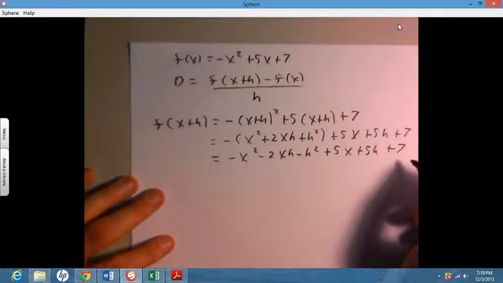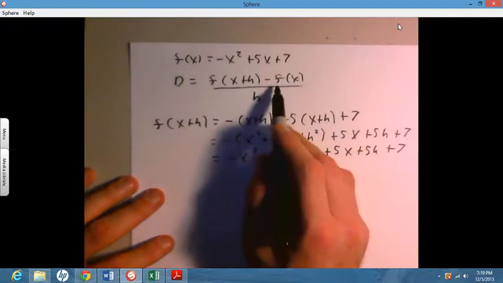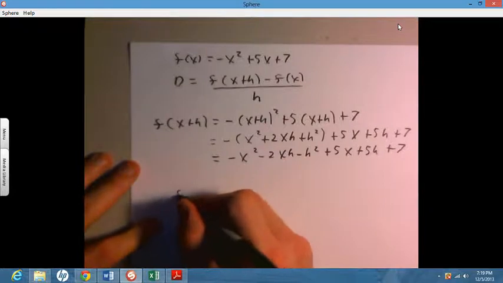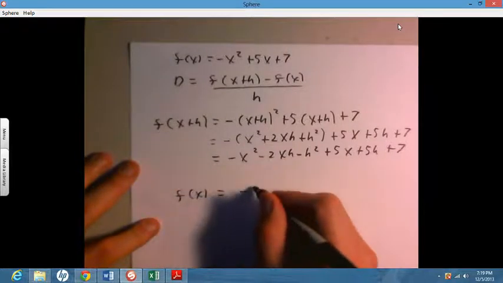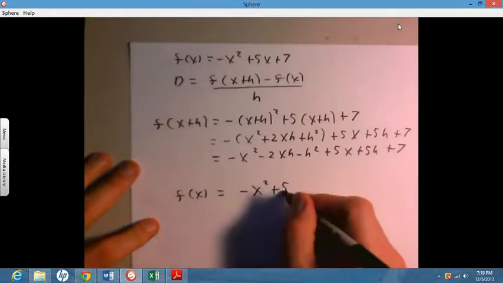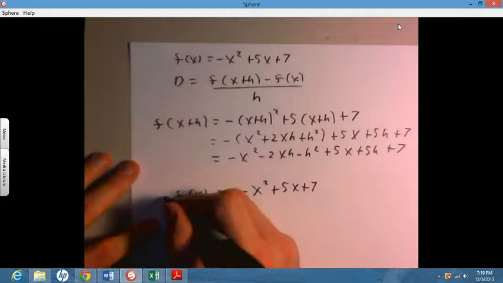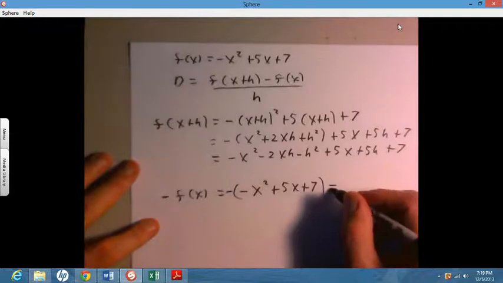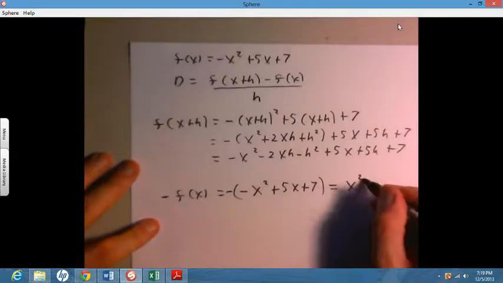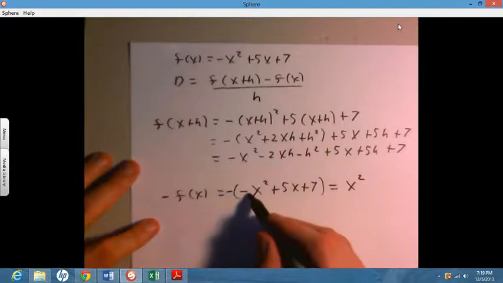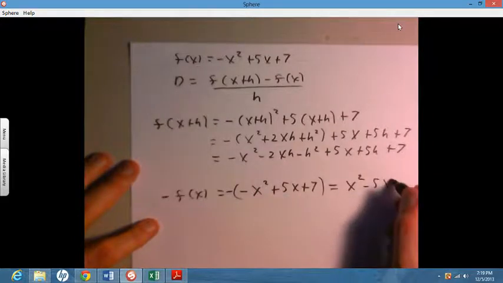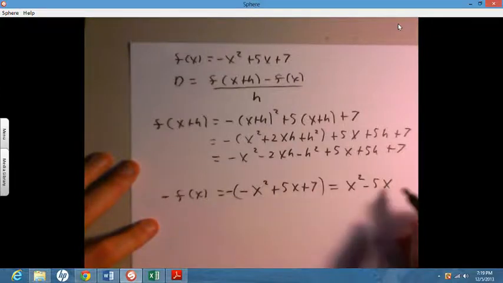Okay. Now the next thing I want to calculate is not f of x, but negative f of x. And f of x is just equal to negative x squared plus 5x plus 7. But I'm going to stick a negative over here, and because I do that, I want to stick a negative over here. So if I distribute the negative sign, a negative and a negative x squared is a positive x squared. A negative and a 5x is a minus 5x. And a minus and a positive 7 is a minus 7.